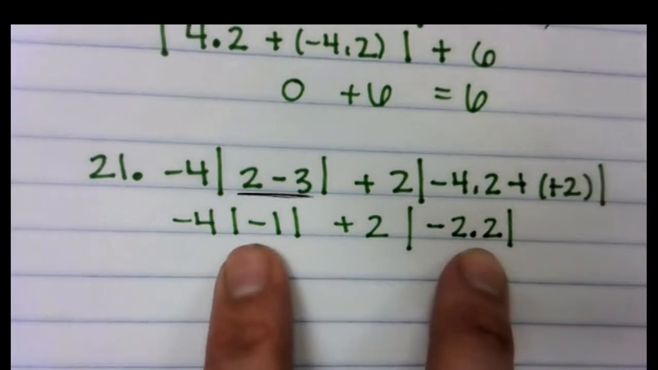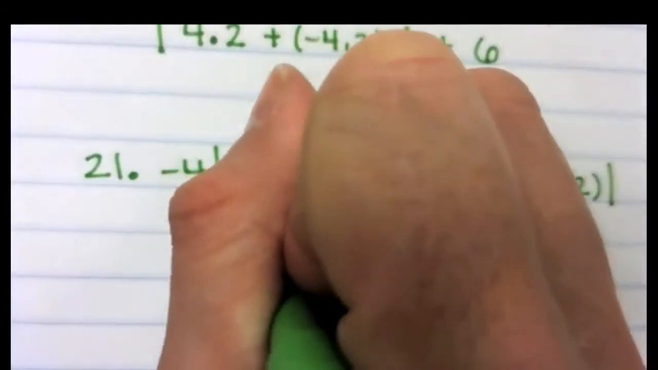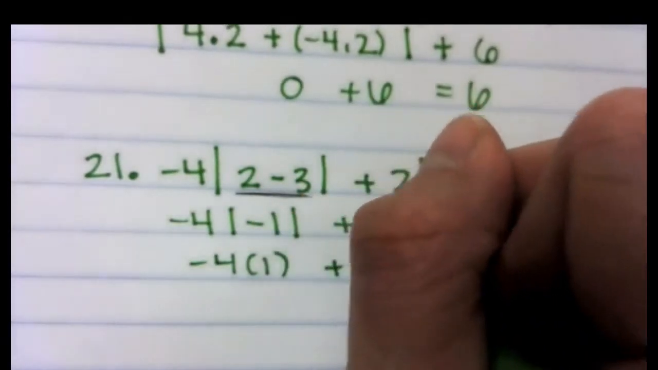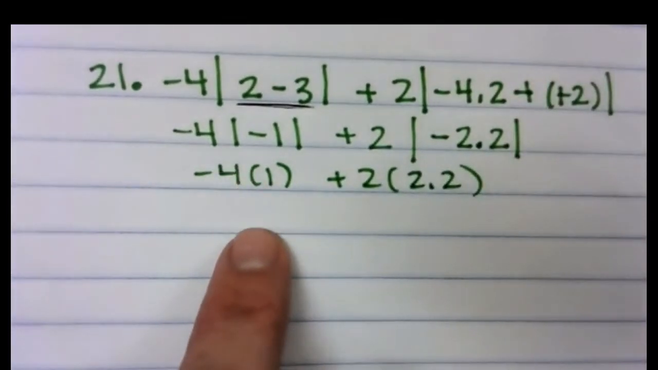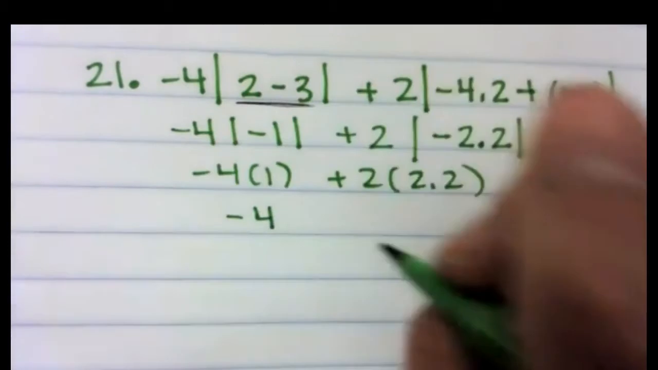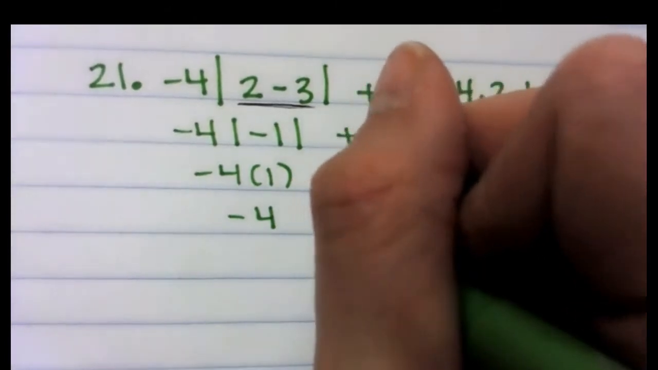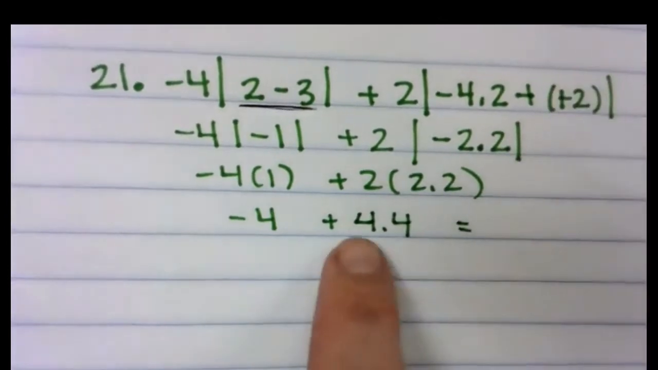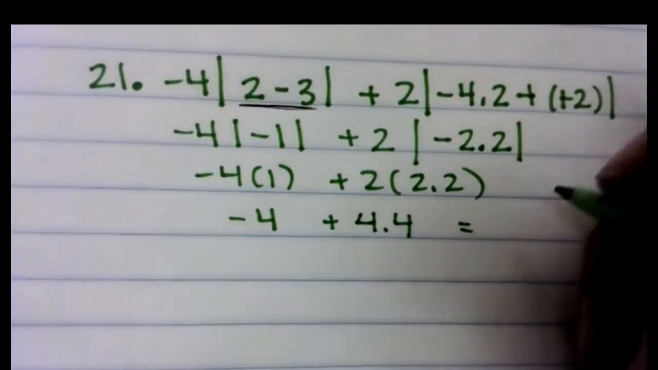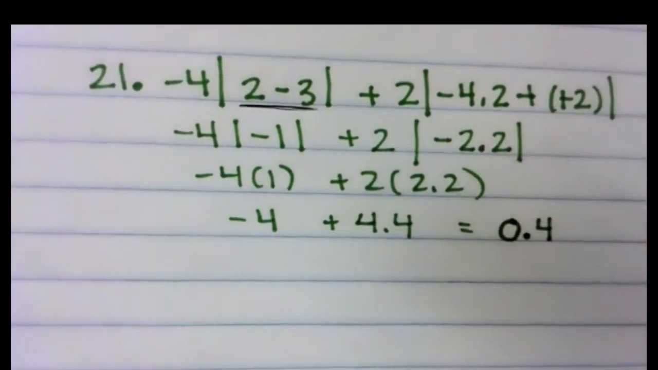What does an absolute value do to those negatives? So we get negative 4 times 1 plus 2 times 2.2. Anything times 1 is itself. And 2 times 2.2 is 4.4. And 4.4 take away 4 is 0.4. Excellent.